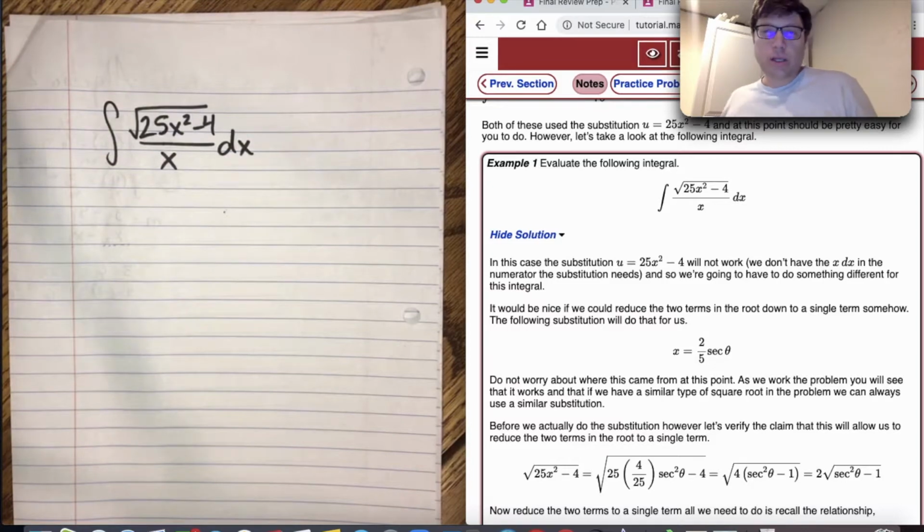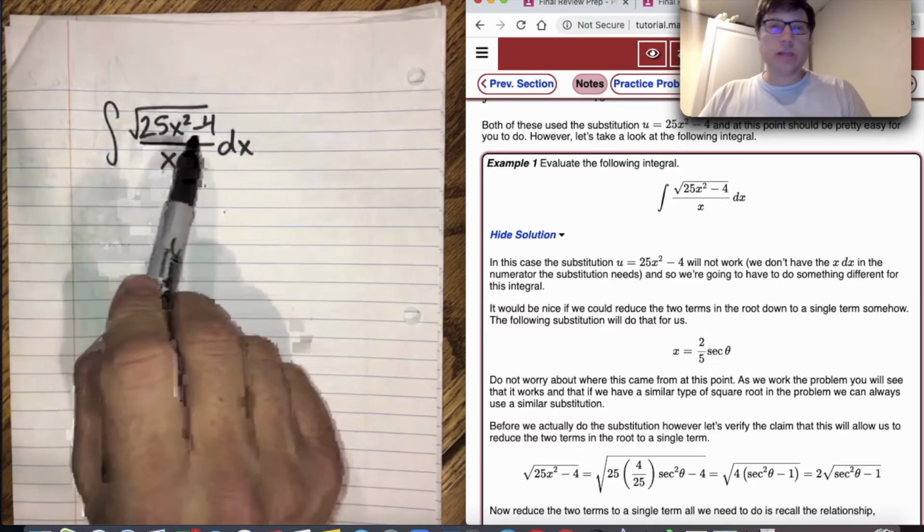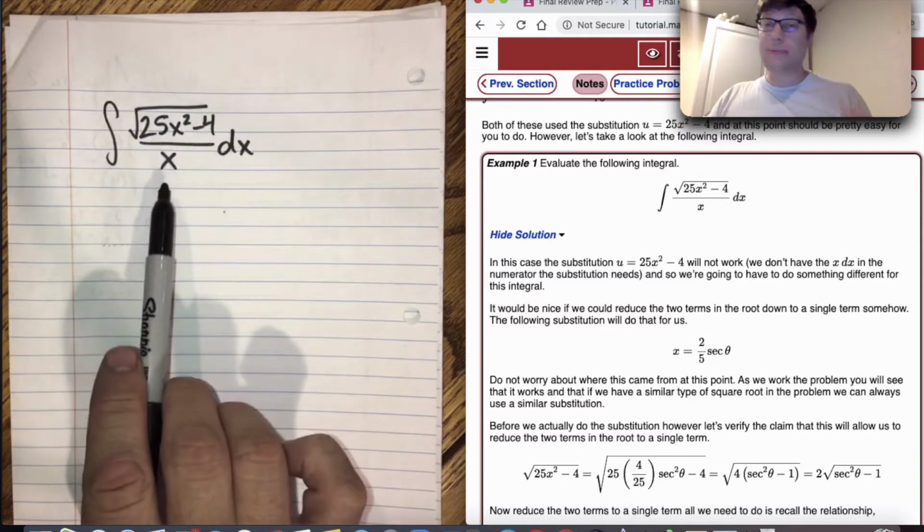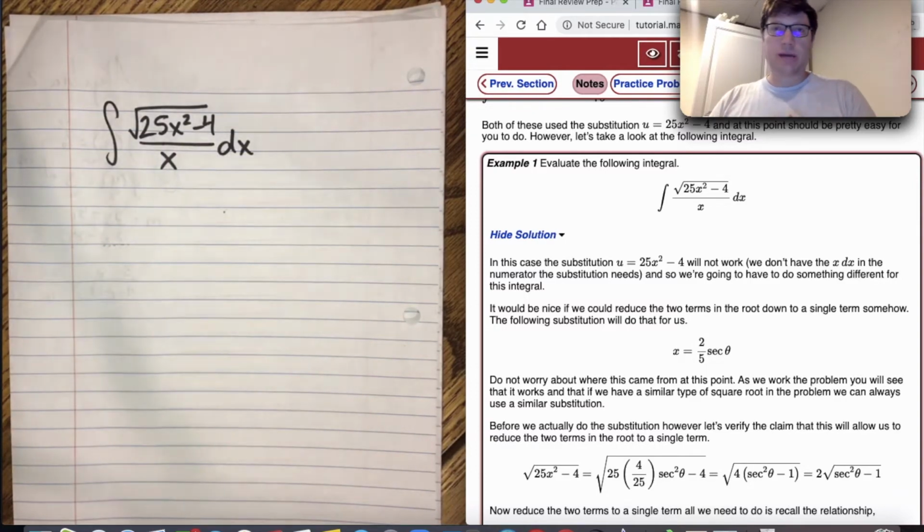Pinterest. Okay. So 25x squared minus 4, you just can't straight up u sub that because you will not have a way to eliminate the x at the bottom. An alternative path would be anti-differentiation by parts. Perhaps that's going to be a useful thing, but I'm not going to go that road. This problem is designed to use trig.